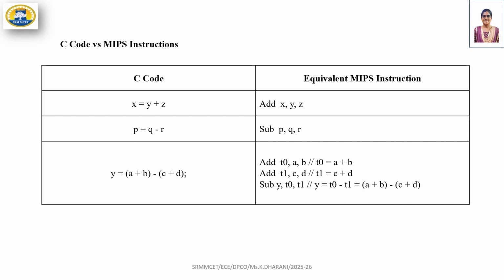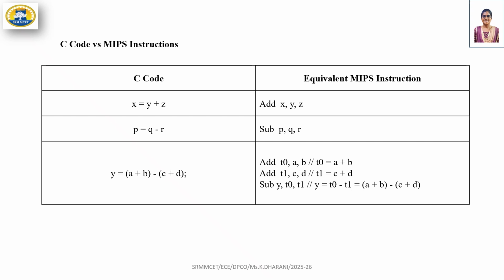See here, in C code we have X equals Y plus Z, and in the MIPS instruction we have add X, Y, Z, so that X is the data storage element and Y and Z are the source elements. Okay, then we have P equals Q minus R. Here the same organization applies: sub P, Q, R. R is a source element, Q is a source element, and P is the stored element.